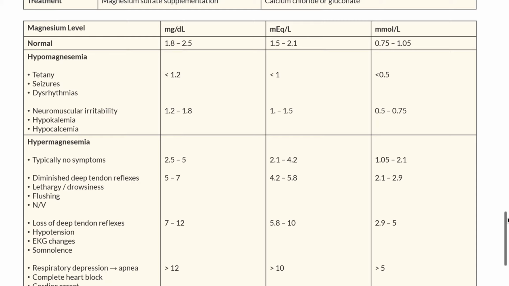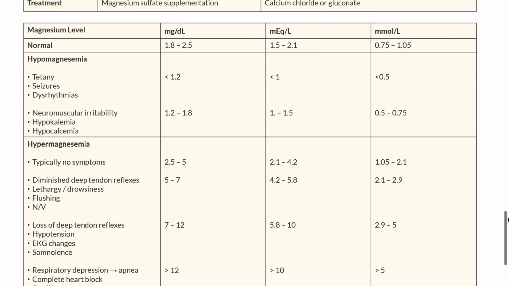So this table lists the signs and symptoms of magnesium toxicity, either low or high, I should say. Normal is 1.8 to 2.5, and this is in milligrams per deciliter. 1.5 to 2.1 milliequivalents per liter, or 0.75 to 1.05 millimoles per liter. I am just going to go with milligrams per deciliter all the way to the left because the other ones are the same presentation. It's just different numbers depending on if you want to measure it by milliequivalents or millimoles.